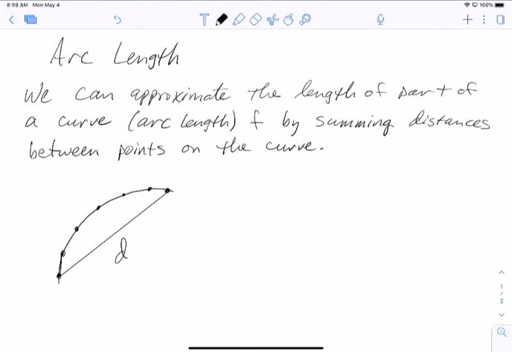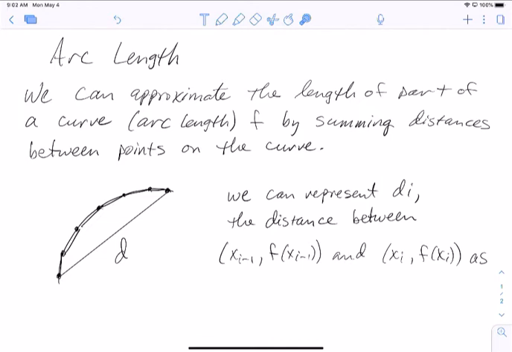And between any two of these points on the curve, there's a distance. And what we're eventually going to do is let the number of points on the curve go to infinity, as you may have expected in calculus here. We can represent the distance between 2 points on the curve as d sub i. So for this image here, suppose we have 2 points, x sub i minus 1, f of x sub i minus 1, and x sub i, f of x sub i. The distance between those 2 points is what we're calling here d sub i.